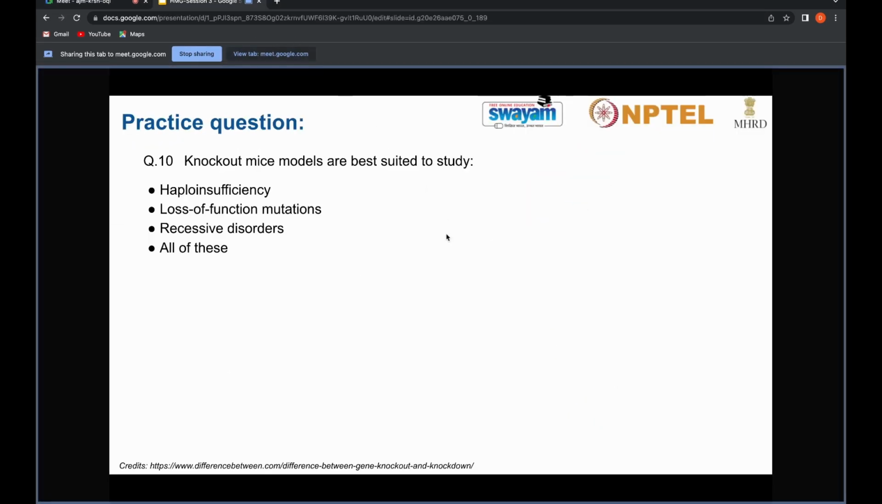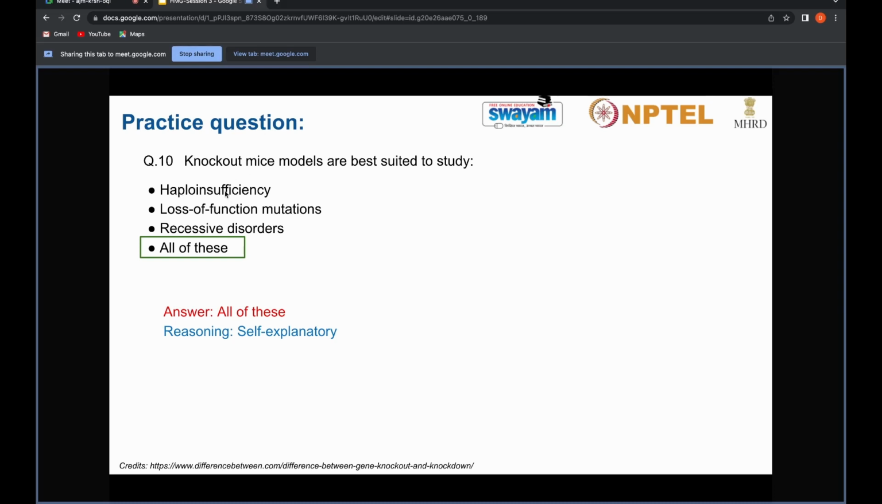So now let's see what the correct option will be. You were right. The correct answer is all of these. Knockout mice models, as it is clear from the name, knockout. Which simply means that mice are nearly similar to human beings, so the gene expression is nearly similar in both of them. That's why mice are chosen, because it's very difficult to study the expression in human beings. It is also not safe, and it is very difficult to observe, whereas in mice it is easier. That's why mice are chosen as a model.